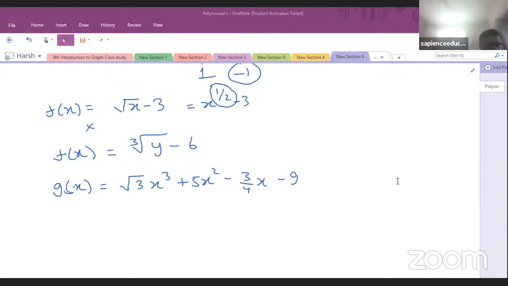What is a real number then? Sir, rational and irrational numbers both. So what is under root 3? Sir, it's an irrational number. So under root 3 is an irrational number. So, sir, this is not a polynomial.